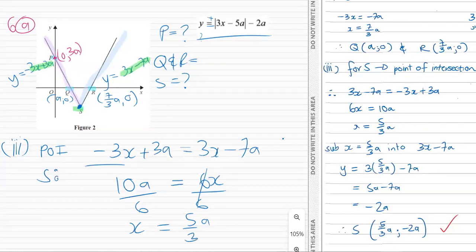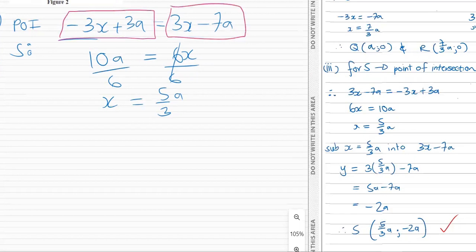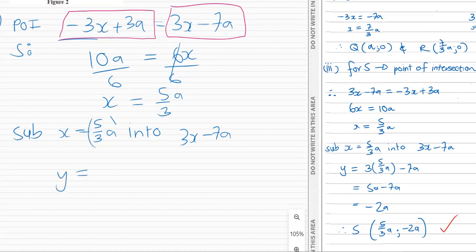So that's our x, but we still don't know our y. So the next step is you sub it into one of these equations. You can either sub it into this one or this one. It'll both be true. I'm going to choose the positive one because it seems a little bit easier. So I write this in my proof: sub x equals 5/3a into 3x minus 7a. Therefore, wherever you see an x, you put this instead.